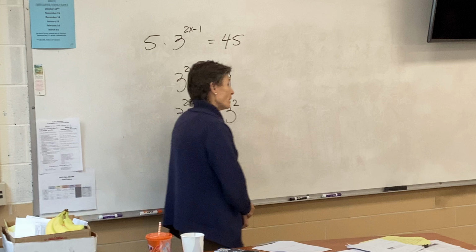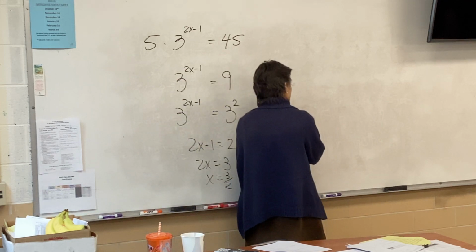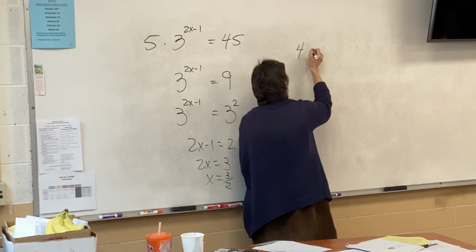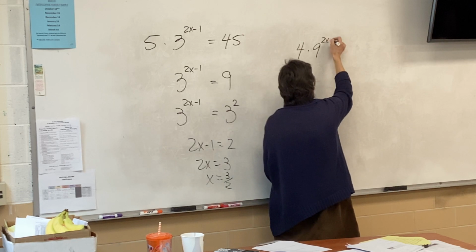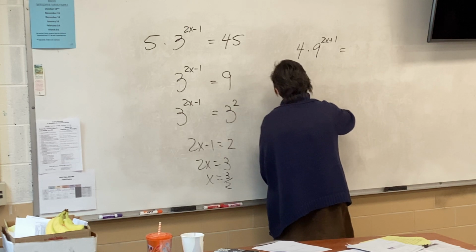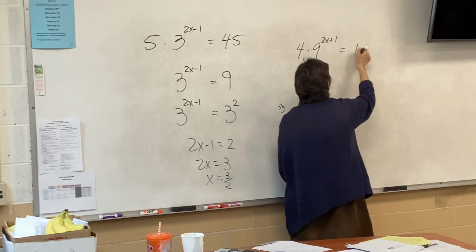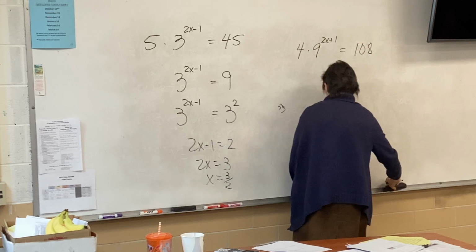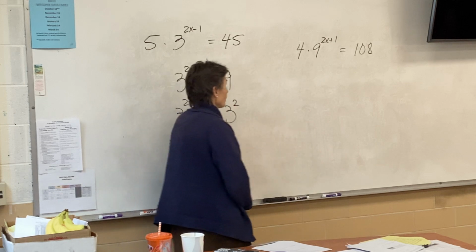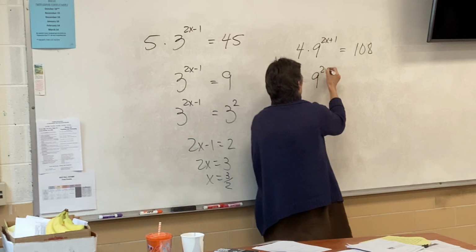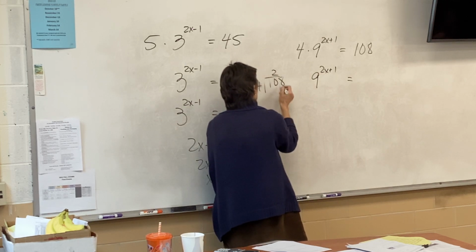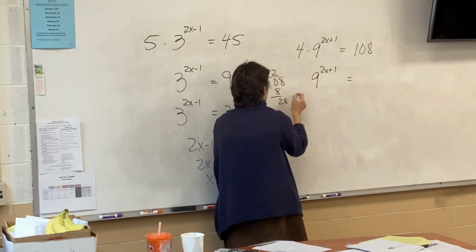Now, what about something like this, along the same lines? 4 times 9 to the 2x plus 1 equals 108. Divide by 4, so 9 to the 2x plus 1 equals 27.